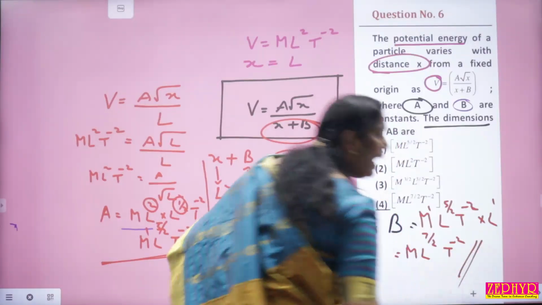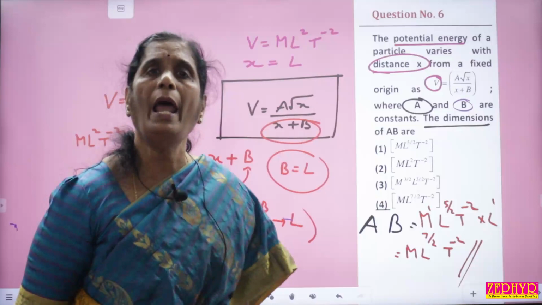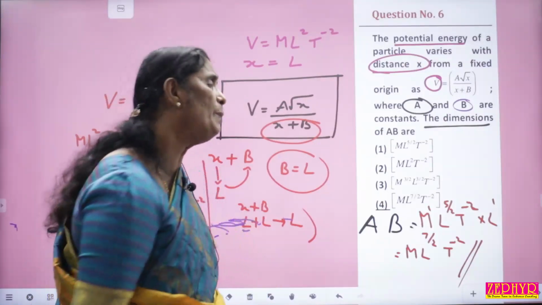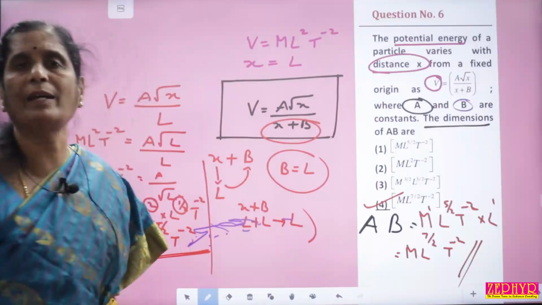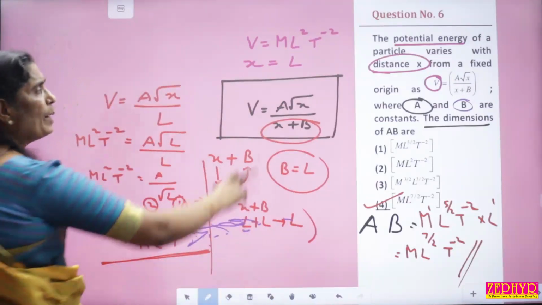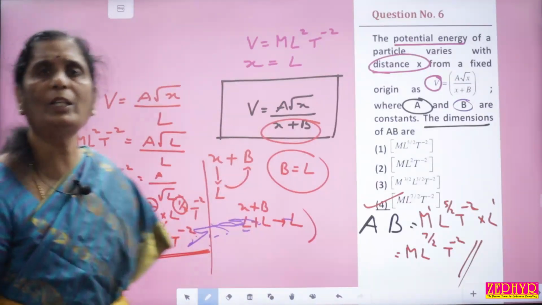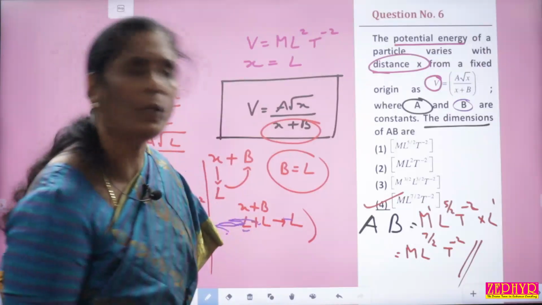I think this will be the answer. Okay, M raised to 1, L raised to 7 by 2, T raised to minus 2 will be the answer. So yes, it is there. Yeah, 4 will be the answer. Very simple. You have to start from here. That's the only trick in doing this question. Try once again. Okay, good.